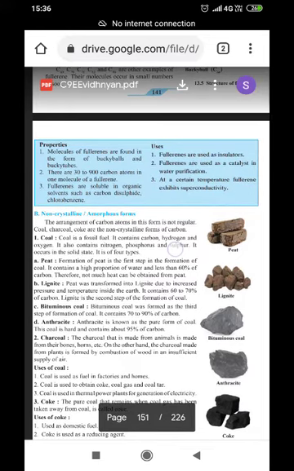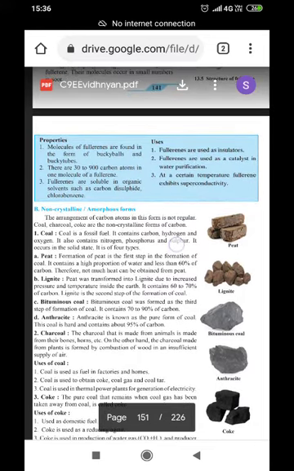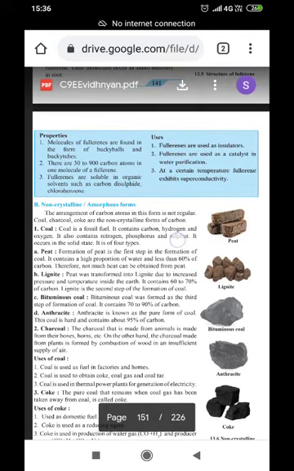There are 30 to 900 carbon atoms in one molecule of fullerene. Fullerenes are soluble in organic solvents such as carbon disulfide, chlorobenzene, etc. Fullerenes are used as insulators. They are bad conductors of electricity and heat.